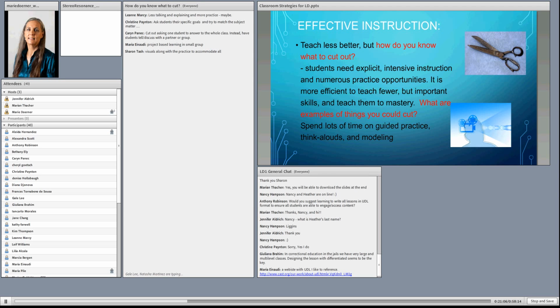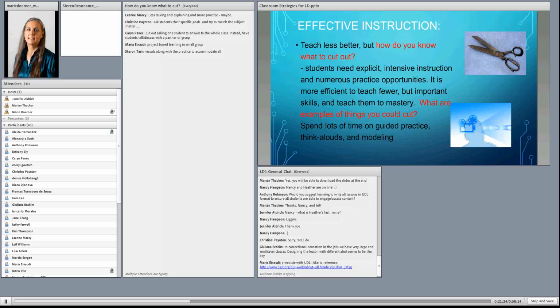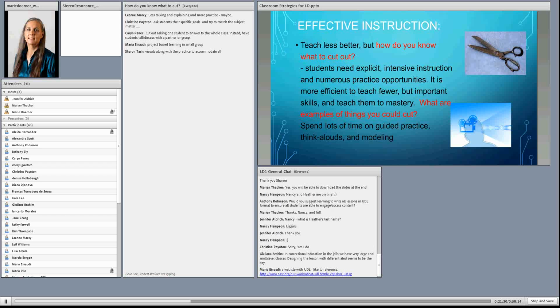Oh, and I really like Karen's idea. It says cut out asking one student to answer to the whole class. Instead, have students discuss with a group or a partner. One of the things that happens a lot in classes is the students who have a lot of confidence, who know a lot, want to answer all the questions. I know I was one of those kids myself, and I hated it when the teacher wouldn't call on me.